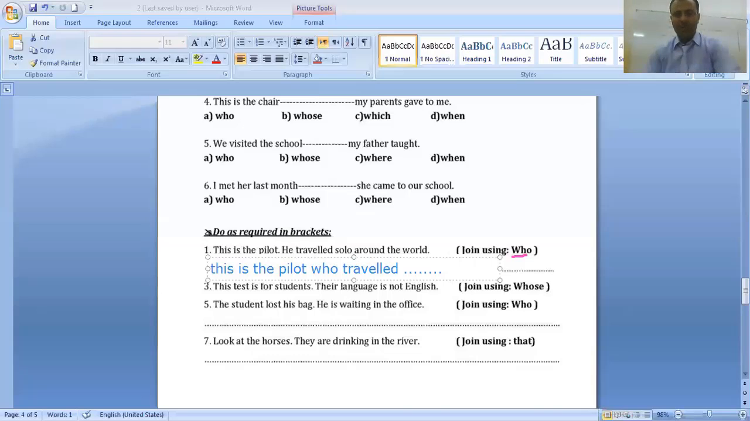Let's move to the second sentence. We don't have space here, sorry. Oh, yes, number 5. Number 5 is a very common one. I want you to help me with it. The student lost his bag. He is waiting in the office. Try to write the sentence. If you know the answer, just write it in the chat box.